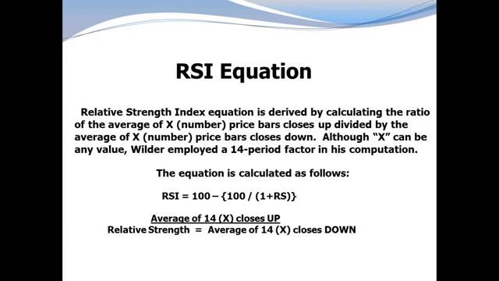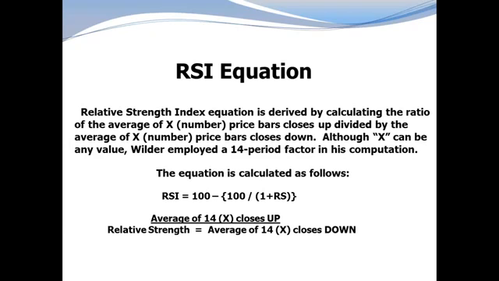The RSI equation. Now most, if not all, software programs will automatically calculate what the RSI reading will be. But for our purposes, we can quickly review this equation and the dynamics of RSI itself. The Relative Strength Index equation is derived by calculating the ratio of the average number, or X number, of price bar closes up, divided by the average number, or X number, of price bar closes down. Although X can be any value, Wilder in his book employed a 14-period factor in his computations.